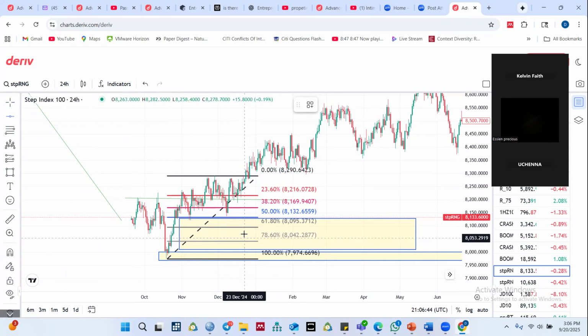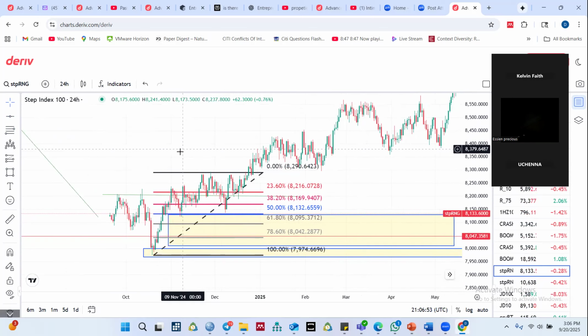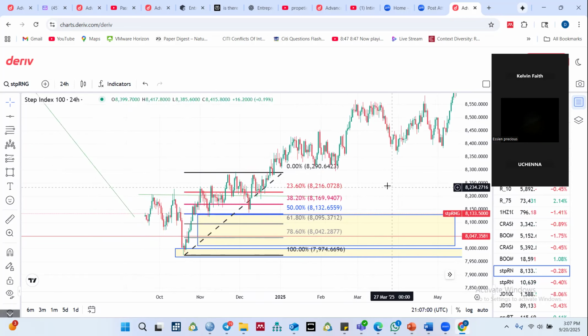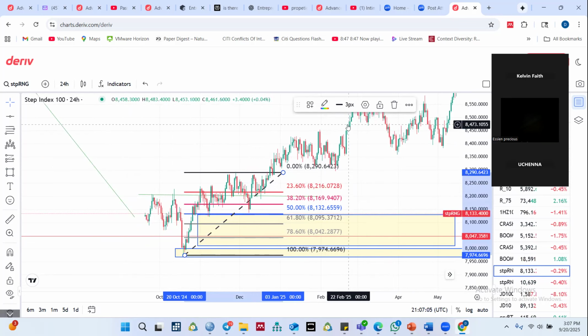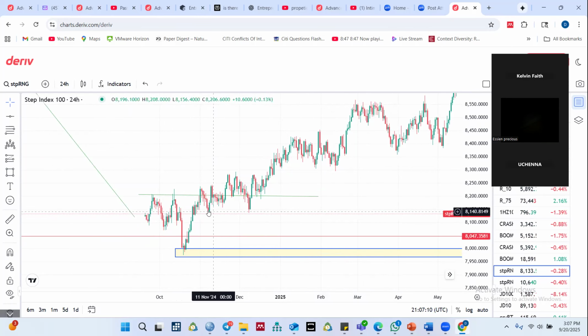So let me put it at 78.6% here, where the red line is. And especially if that place happens to coincide or have confluence with a support and resistance, then it becomes stronger. Okay, so for now, let me just put the line at 78.6%. And then let's see. So price gave us something above equilibrium, 50%, 38.2%, and then it bought.